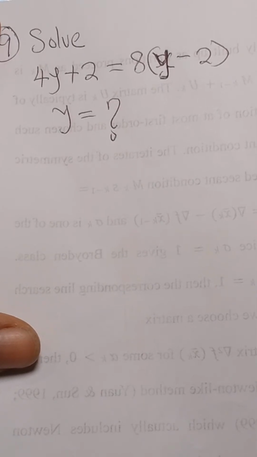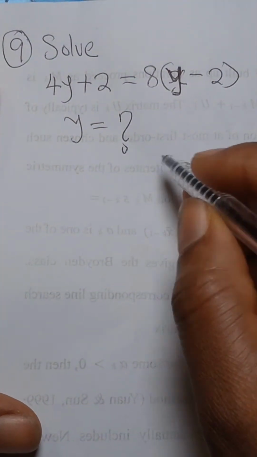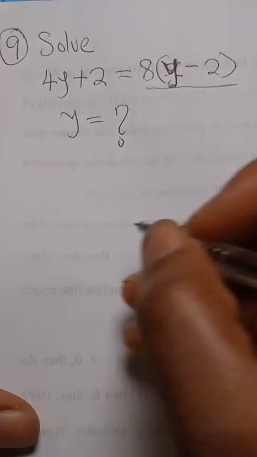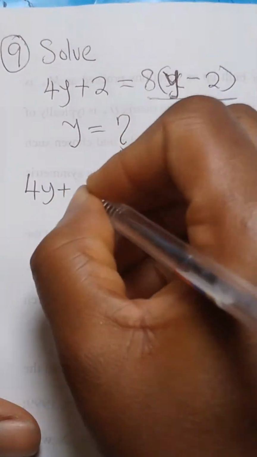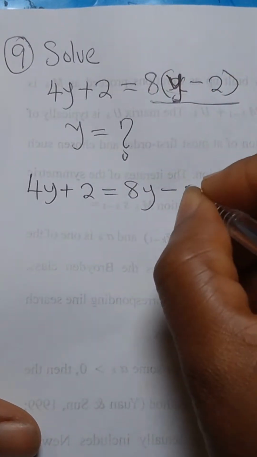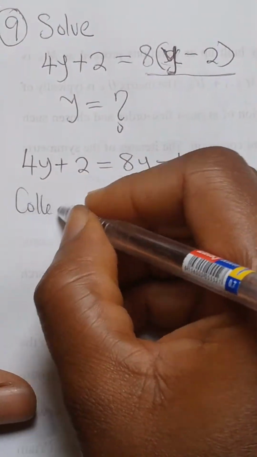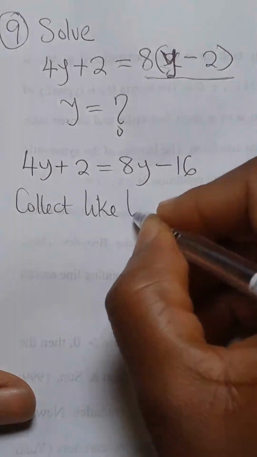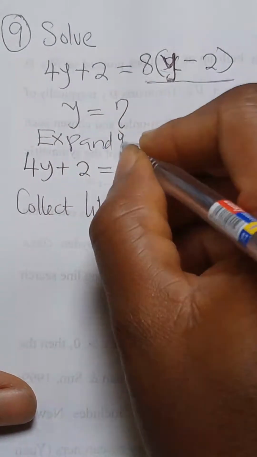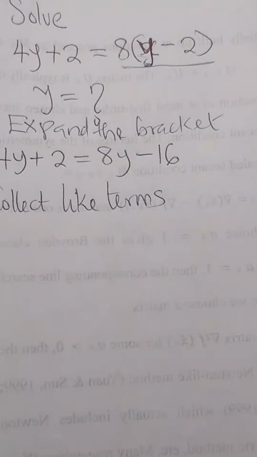Okay, so let me solve it. Now we have 4y plus 2 equals 8 bracket y minus 2. What are we going to do? We are going to expand the brackets. If we expand the bracket, we have 4y plus 2 equals 8 times y is 8y, minus 8 times 2 is 16. The next thing we are going to do is collect like terms.